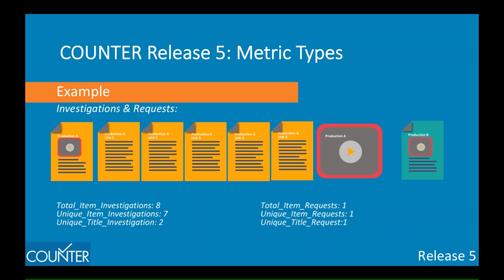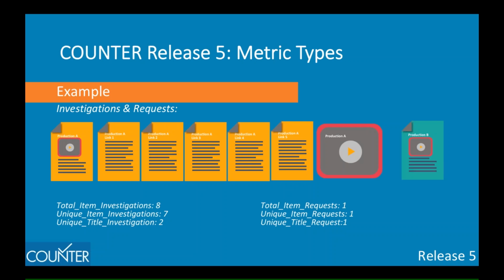So the number of total item investigations in here, basically you can count each element on the slide, and this will be 8, including full video view. And unique item investigations will be 7, because the full video content and production A page are the same content. And unique title investigations will be 2, because there are 2 titles involved in production A and production B.